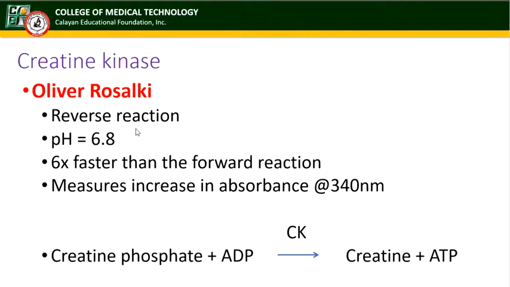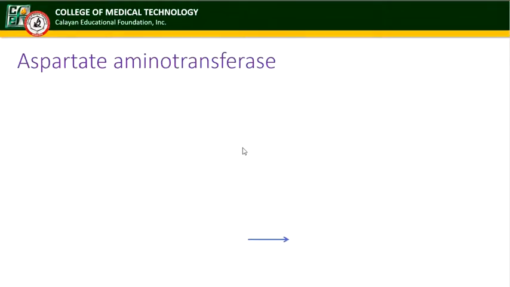So tandaan dito sa ating mga methods of determination. Halos lahat ng nakalagay dito importante. Reverse, forward, pH, additional notes. Then, ito, measures increase in absorbance at 340 nanometers. Tandaan, yung mini-measure, yung wavelength niya. So, ito mahalaga din itong mga reaction na to. So, maganda, mamemorya nyo tong lahat.